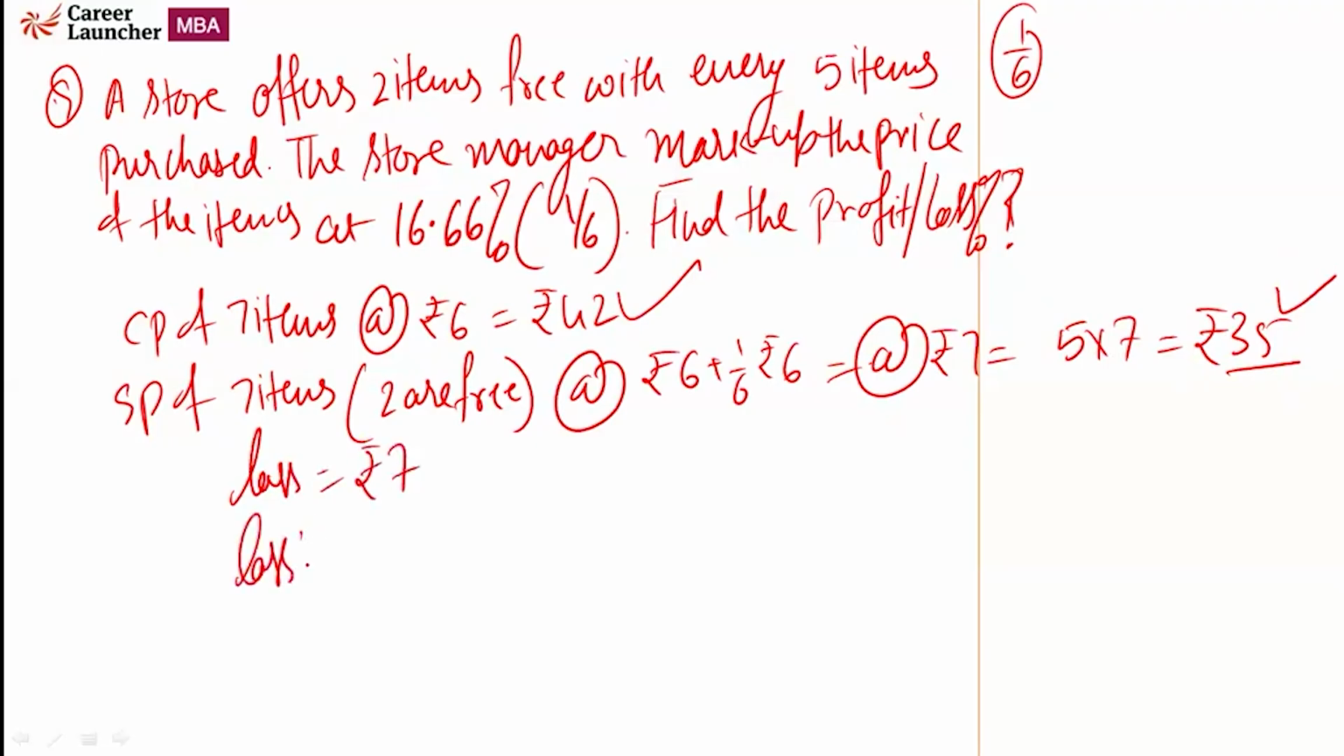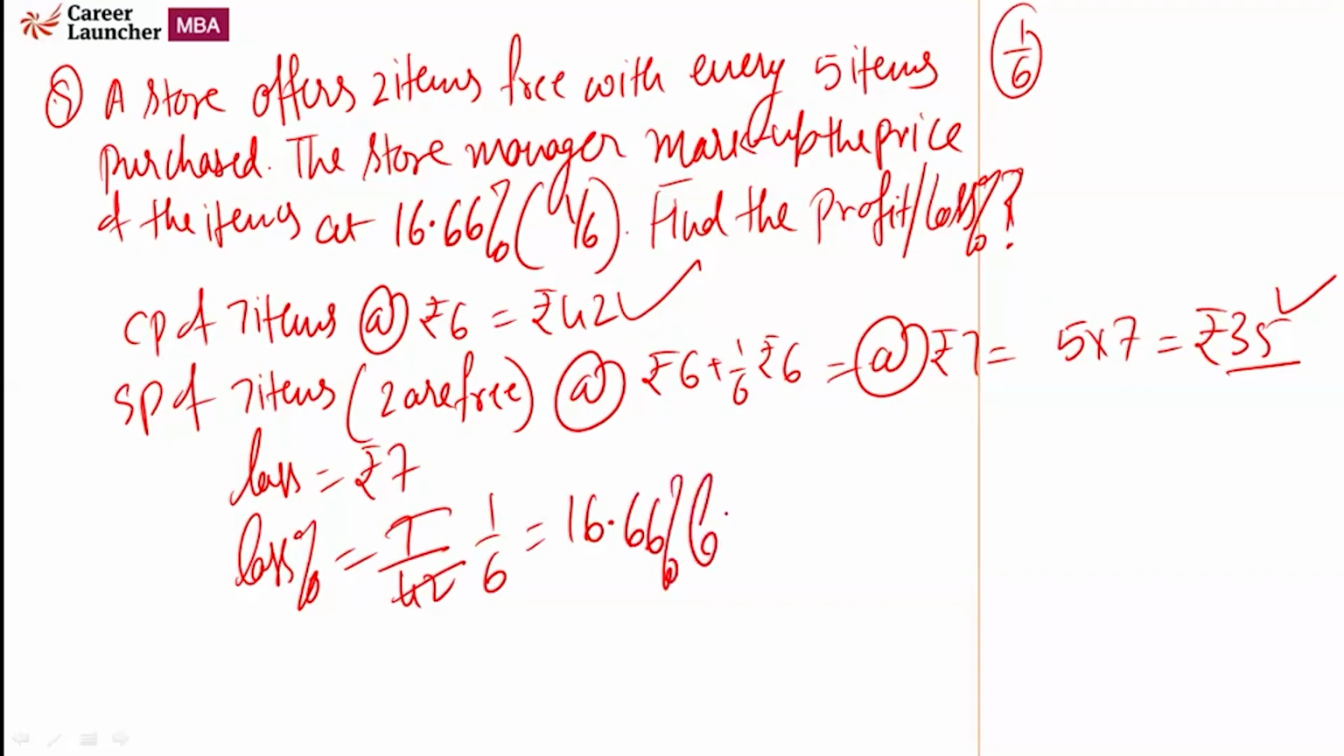So loss percentage is what? You lose 7 rupees over 42 rupees, which is 1 by 6, which is again 16.66% loss. Anyone who got this answer? Very good. 1, 2, 3. Very nice. Is it clear? Think about it, if you have any doubt, ask.